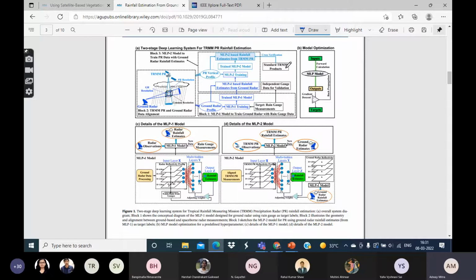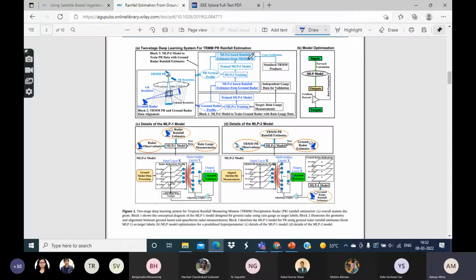That is not done using deep learning, but using some other technology, something which they have tried and tested. While the ground truths in this case are coming from the MLP1, another source of ground truth is also coming from the standard TRMM products which were already available before this MLP1. So using these two sources of ground truth, they are able to train this MLP2 model.